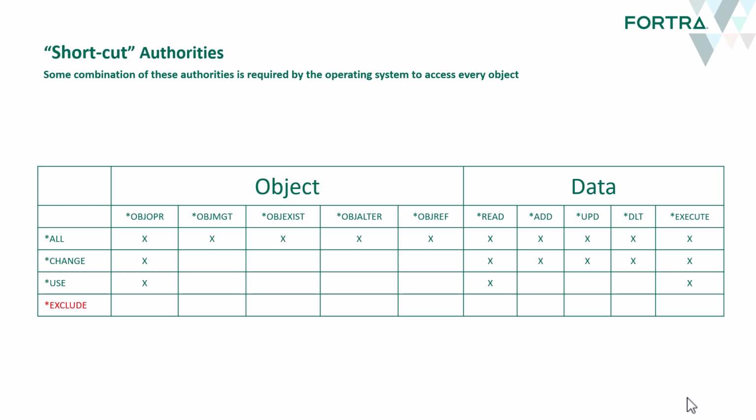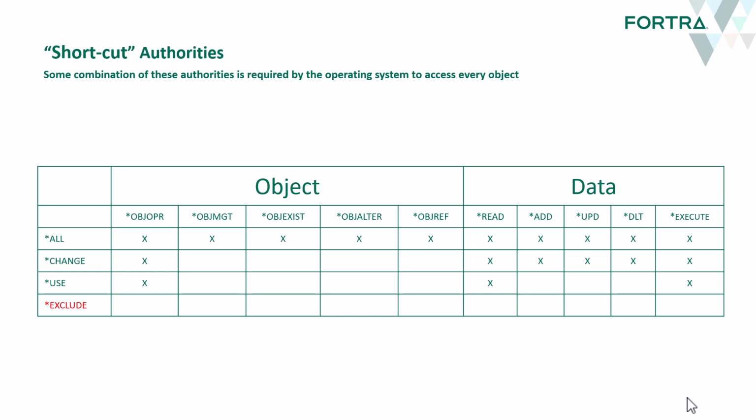And use has only read and execute, meaning that if it's a program, you can execute that program. And if it's a file, you can only read it. You can't add records to it. You aren't going to be able to change, update, or delete records. And if it's been set to exclude, that means you are lacking any of the authorities.